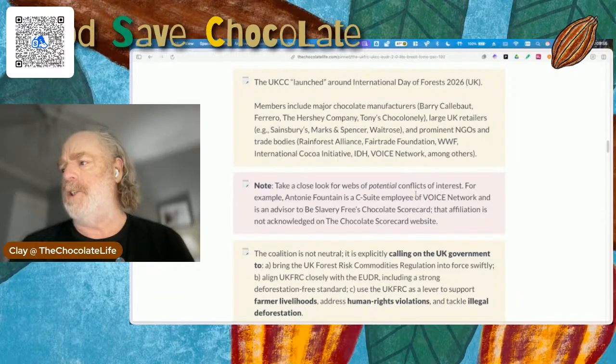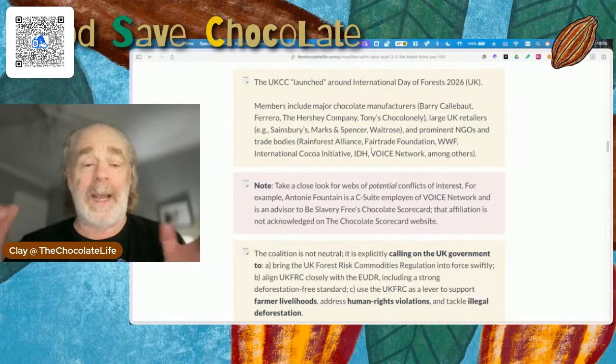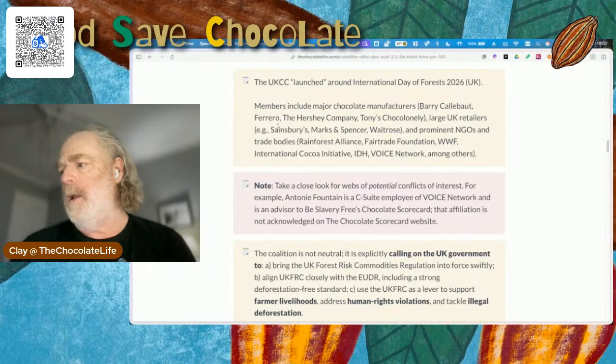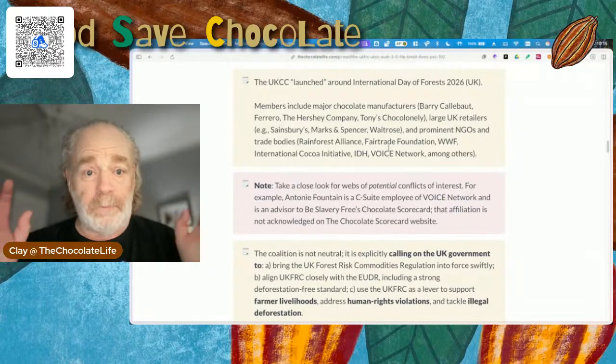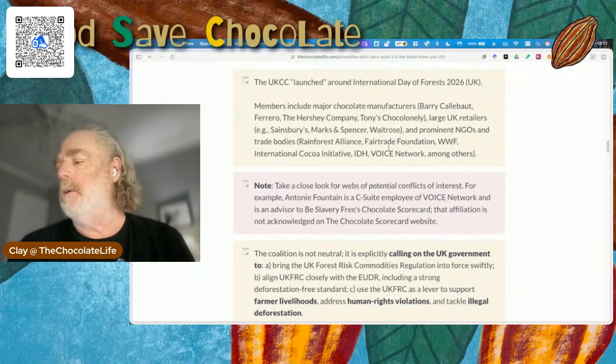There are other NGOs that are members of the UK Cocoa Coalition, and looking at them, I don't think any of them are domiciled or headquartered in the UK. It's just the retailers that appear to be UK corporations. It's interesting, and we can take a look at that a little bit further on.